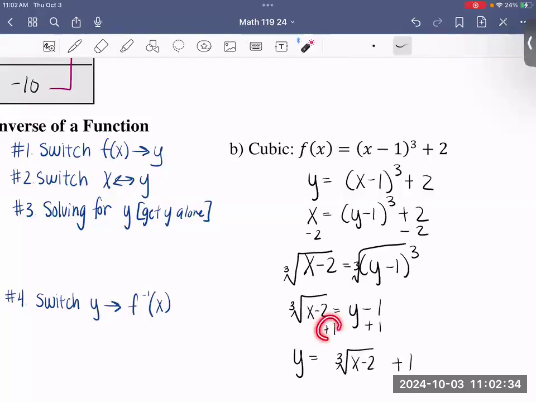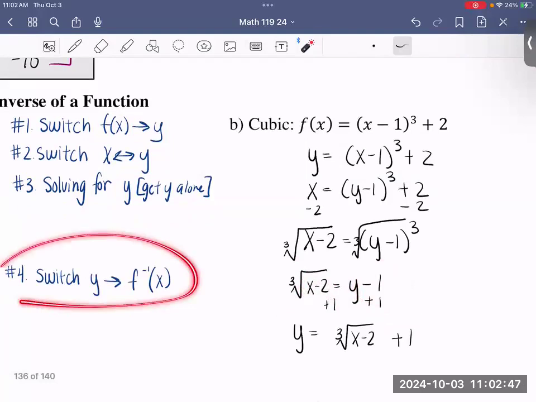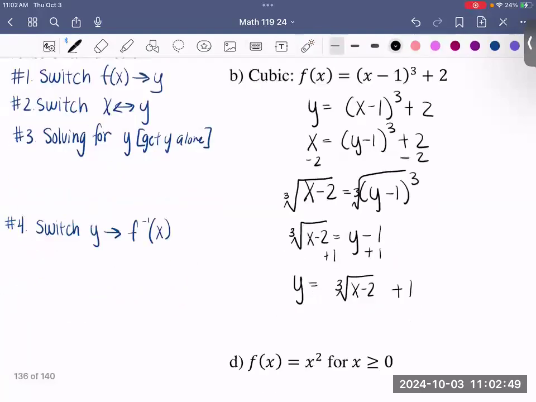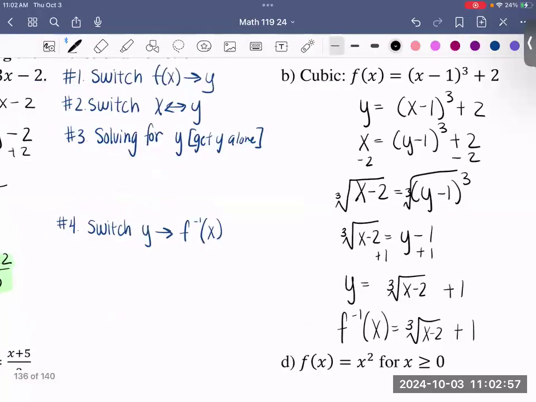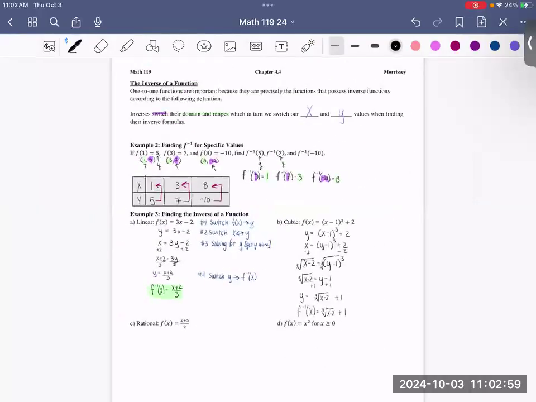We're not adding 1 directly to negative 2 here because this 1 is found on the outside and this x minus 2 is together on the inside of the cubed root. Lastly, we are switching your y into f inverse. There is your equation.